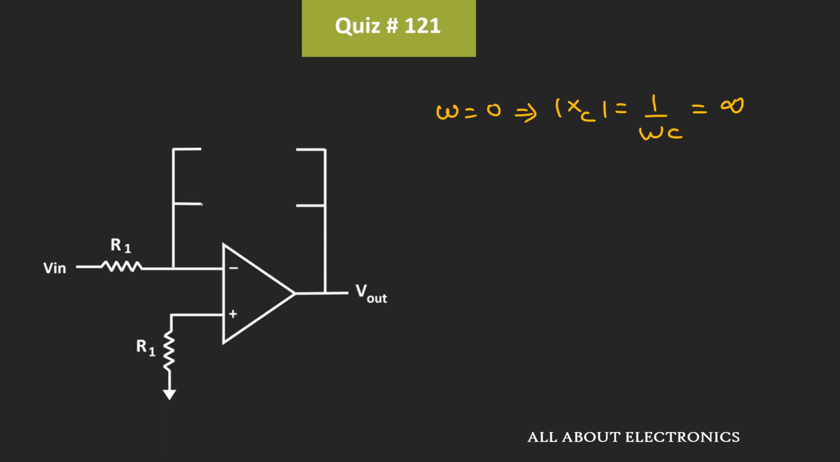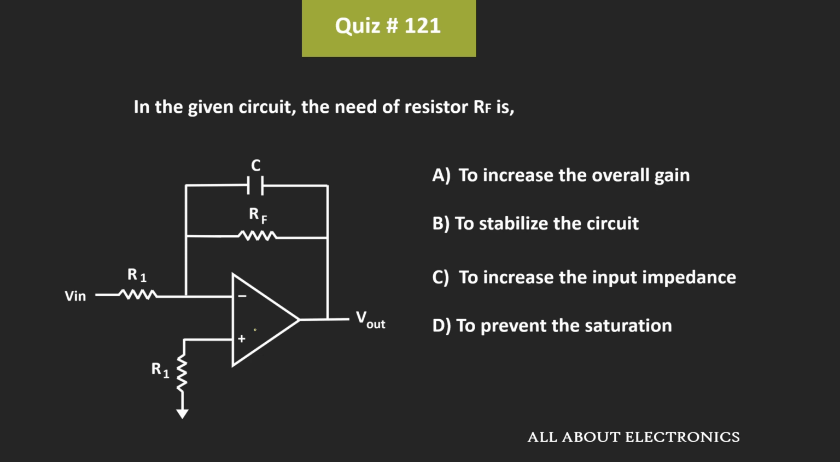Now if we have this feedback resistor RF in the circuit, then at the DC frequency, the output of this amplifier will be equal to minus RF divided by R1 times input voltage, right? That means this feedback resistor avoids the saturation of this amplifier at the DC frequency. So we can say that this feedback resistor prevents the saturation of this amplifier, and hence for the given question, this D is the correct answer.